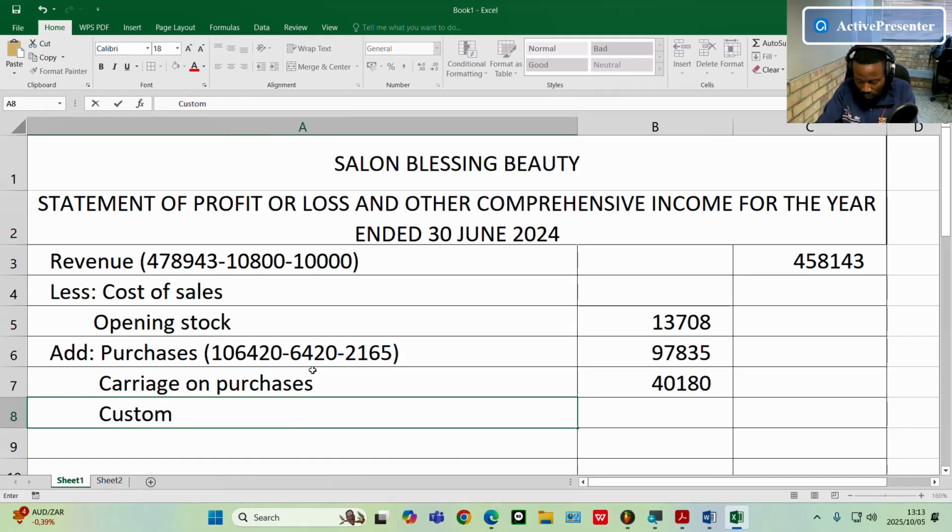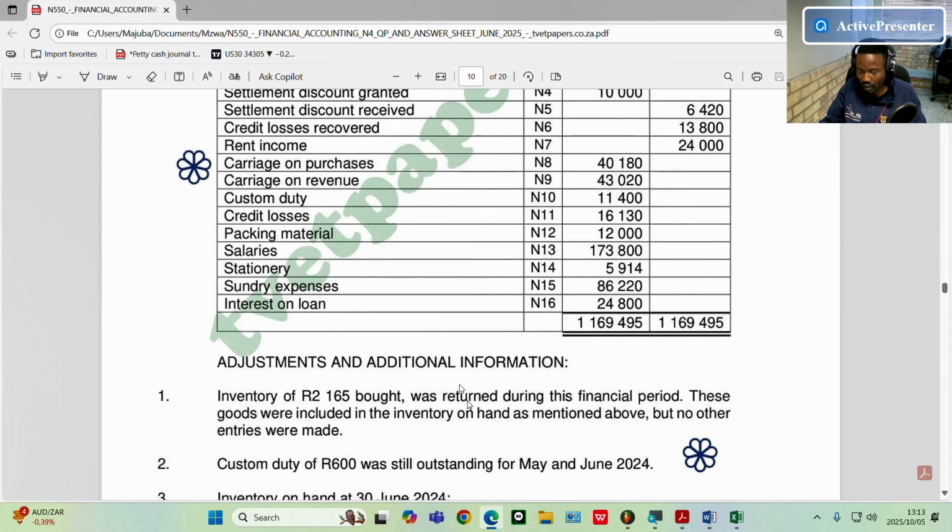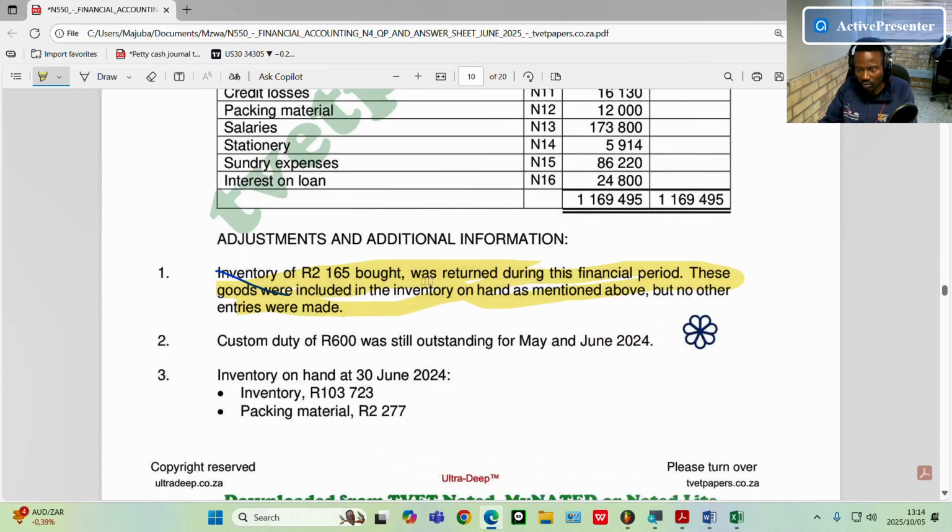I also saw custom duty. With custom duty, I see a transaction number 2. Okay, so for every transaction, the problem is I cannot edit this. I need to find a way. Sorry, let me highlight. Let's undo here. Okay, I can't undo. For every transaction that I've done, I will try and highlight to show that I've dealt with that transaction. So I've dealt with transaction number 1. Now I'm busy with transaction number 2.